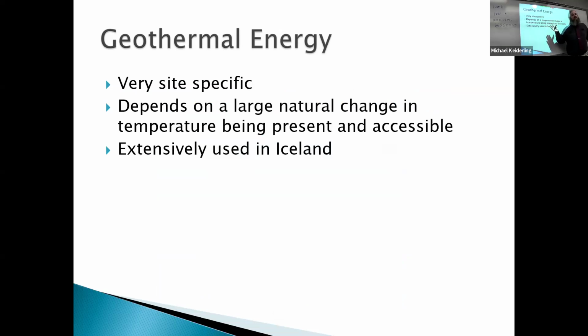Geothermal energy is great. Geothermal energy is very site specific. You need some place that has a big enough temperature difference between the surface and deep underground. And if you know that's going to be the case, it costs a whole bunch of money to build a geothermal plant, but it costs basically nothing to run. So high upfront cost, but if it's successful, quite efficient, long-term power generation.